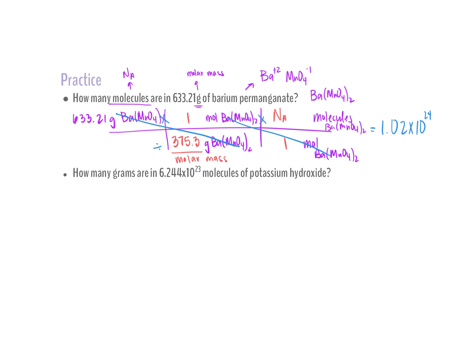All right, potassium hydroxide says how many grams are in this many molecules of potassium hydroxide? Grams. So I'm going to have to do a 3-part T-chart here. 6.244 times 10 to the 23rd molecules of potassium hydroxide. Do we know what it is? KOH.